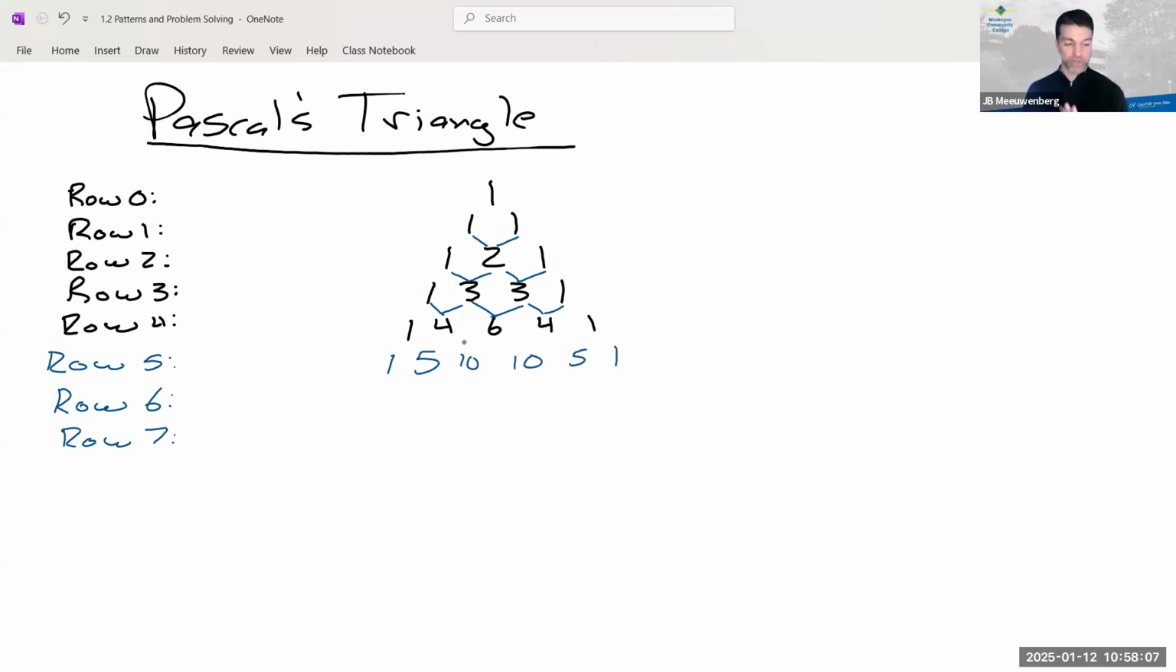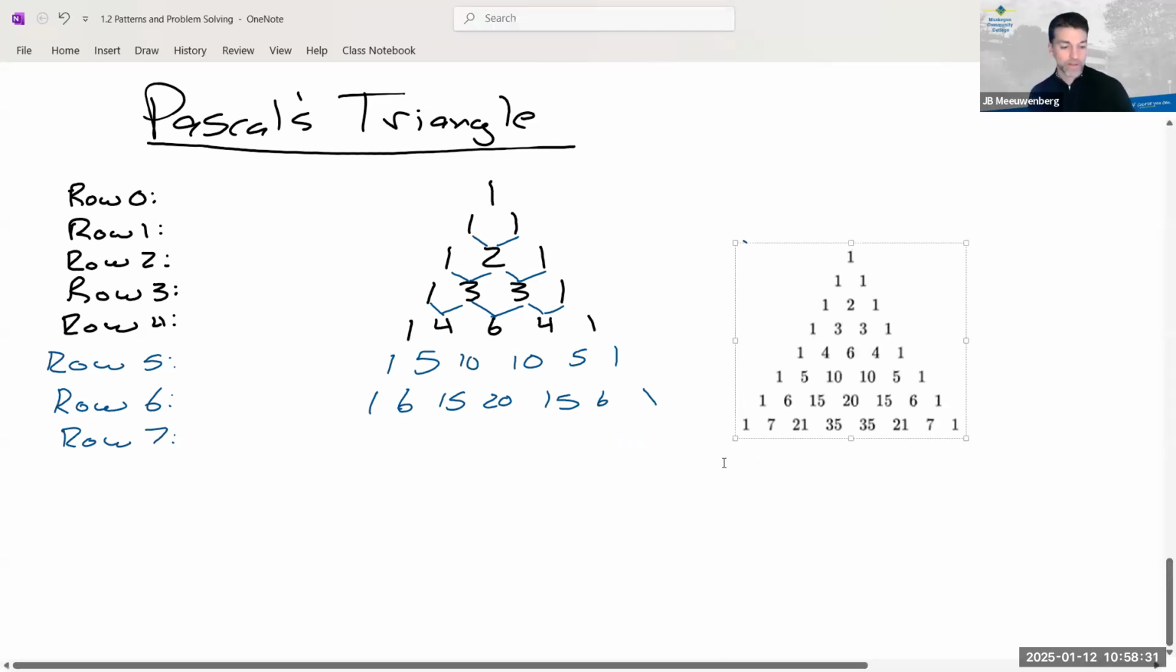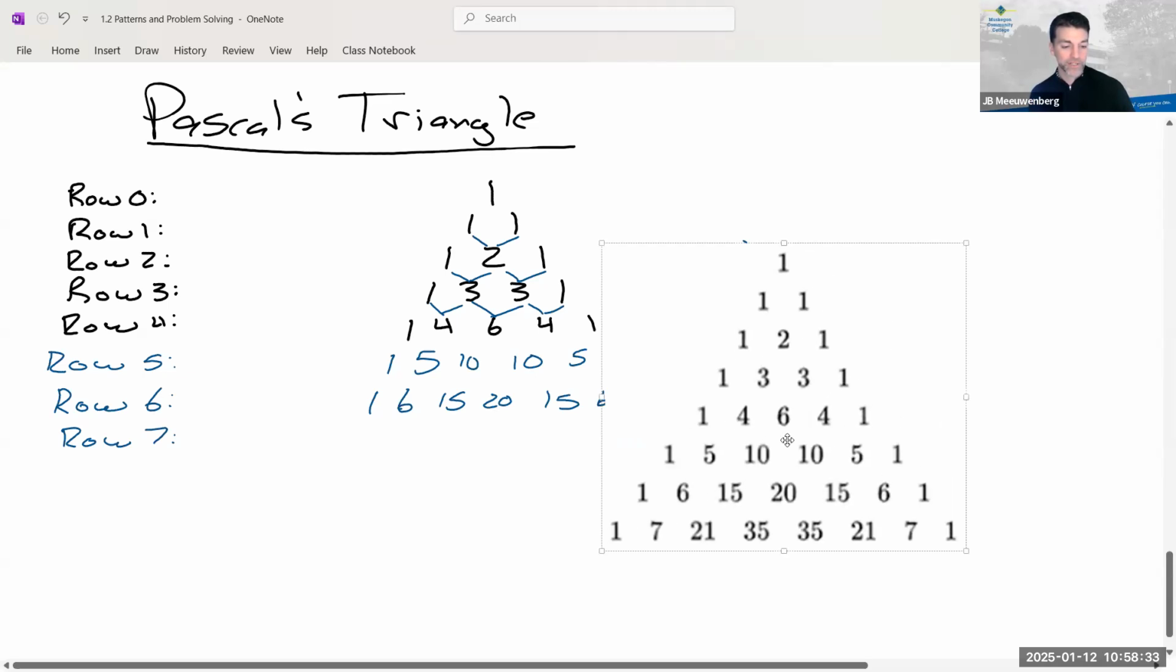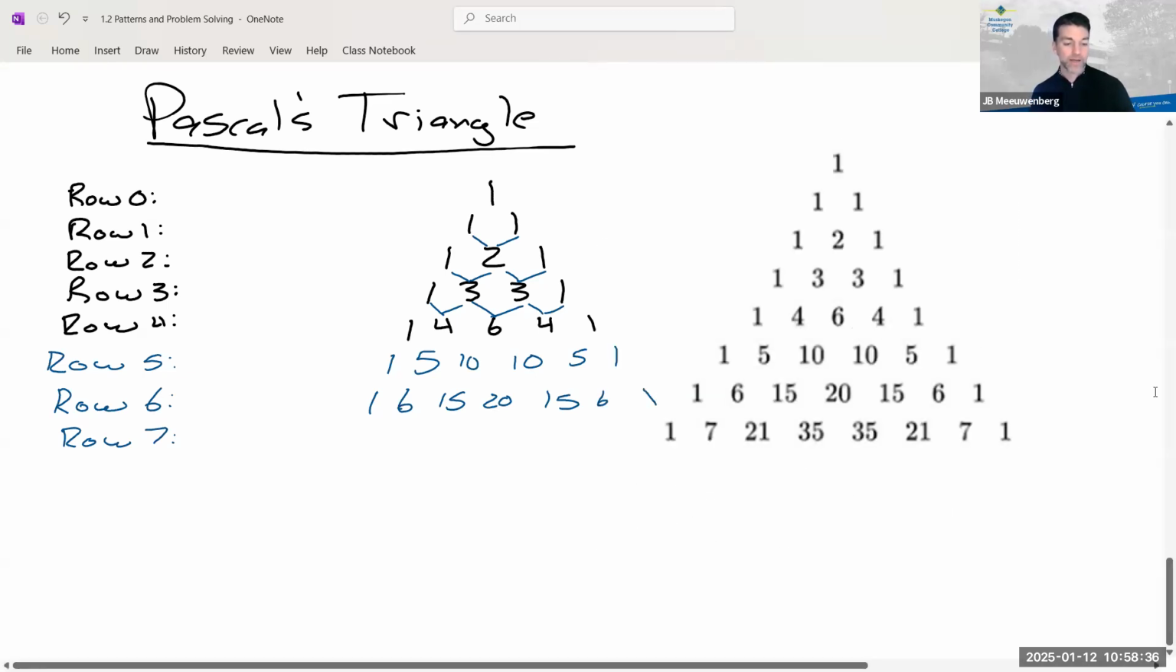Notice how it's also symmetrical on each side. Row 6 will be 1, 6, 15, 20, 15, 6, and 1. And just for the sake of neatness, I'm going to copy and paste this so you can see what it looks like in its full glory, the Pascal's triangle, right? So here is what Pascal's triangle looks like.